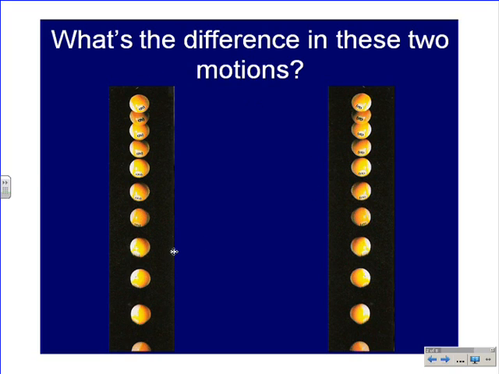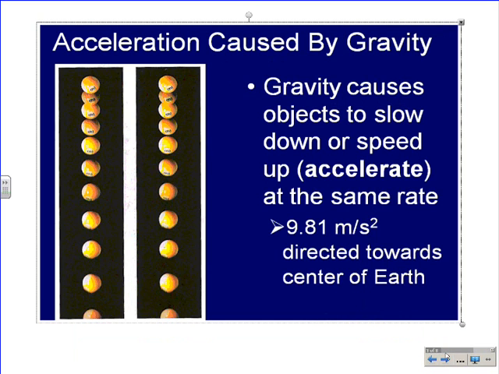What's the difference in these two motions? Most people look at these two pictures and there's really not much difference between the two of them. And there's a reason for that. Just to reiterate, gravity causes an acceleration of 9.81 meters per second squared here on Earth.